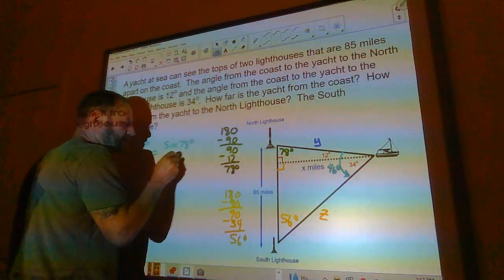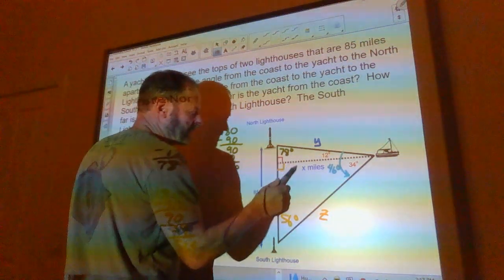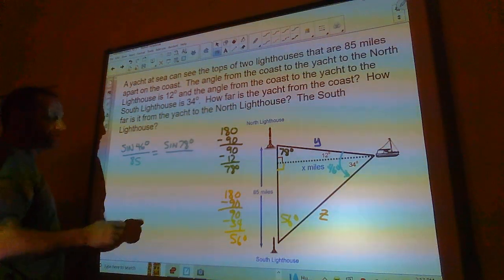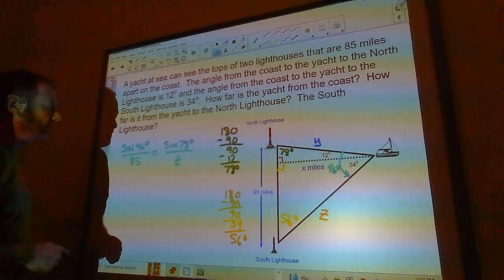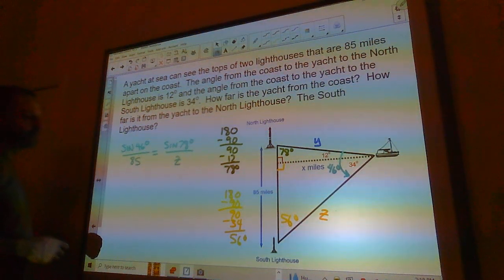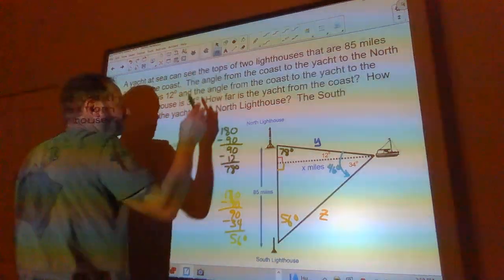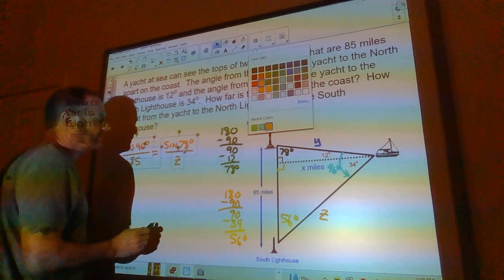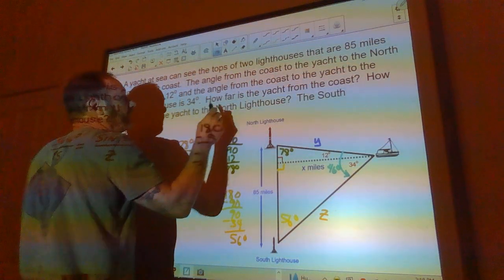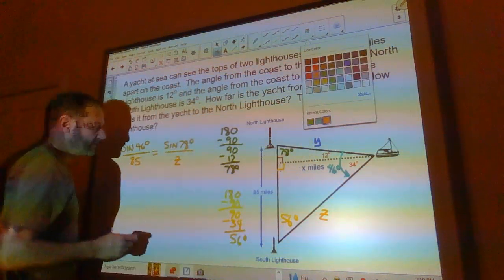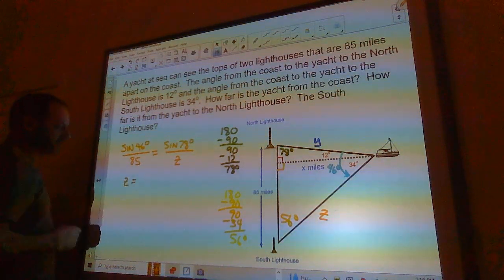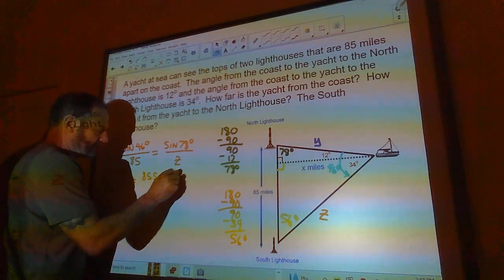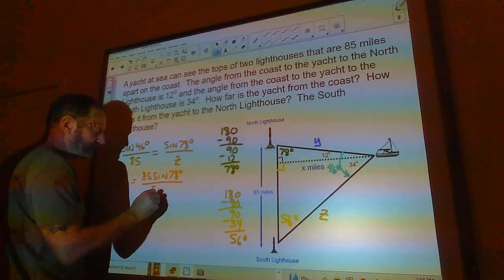Now, here's the tricky part. Which side is across from the 78 degrees? Oh, that's z right here. Okay? So I'm going to find z at this point. Since this is z we're finding, I should make all this orange to go with it. Now we go ahead and solve it. Z is going to equal 85 times the sine of 78 divided by the sine of 46.